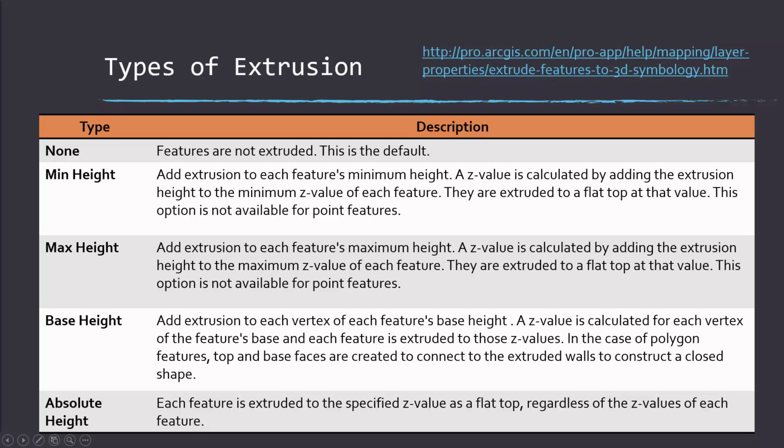Whenever you extrude an object, there are different methods that you can use to apply a z value to that object. This table defines some of those different options. And then there's a link here for an Esri page that explains it in more detail. So you'll have to think through how you're presenting your data and which of these methods make the most sense.